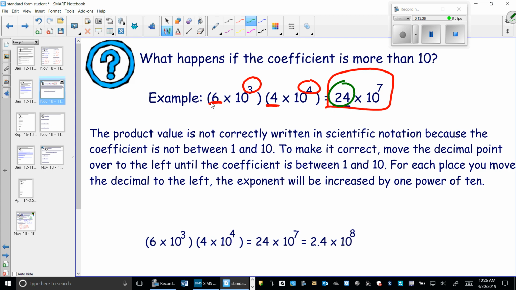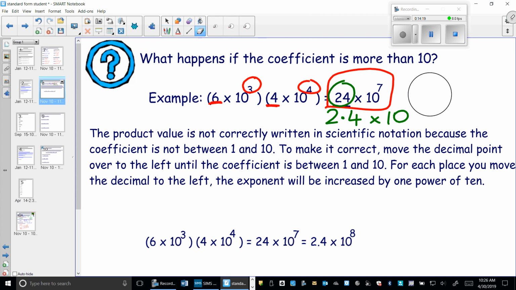So how would I change this number to be between 1 and 10? Well, at the moment it's 24, so how can I make it a number between 1 and 10? Yes, that's exactly what we do. We're going to put a decimal point in between them, yes? Okay, so it's gone from being 24 to being 2.4, okay? But we can't then say that it's 2.4 times 10 to the power 7, because this was to the power 7, so this can't be to the power 7.